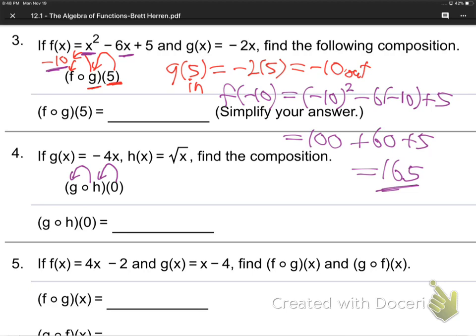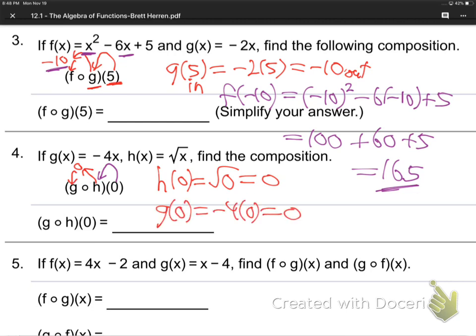So 0 goes into H, square root of 0. What's the square root of 0? Yeah, what times itself is 0? 0. Yeah, so that was kind of weird. So out pops a 0 and goes into G. So then G of 0. Well, it's -4 times 0. It's still 0. We're getting nowhere fast. It just came out 0 for both. All right, that was kind of anticlimactic.